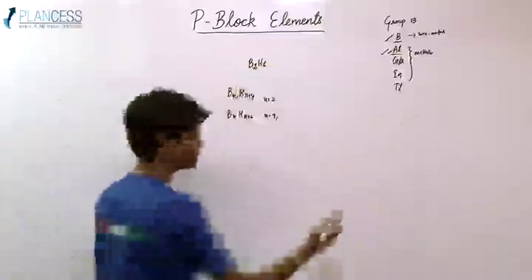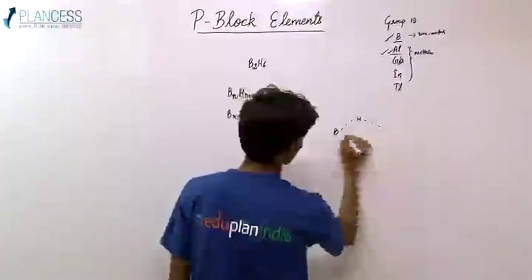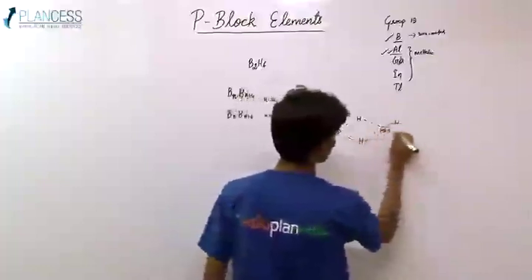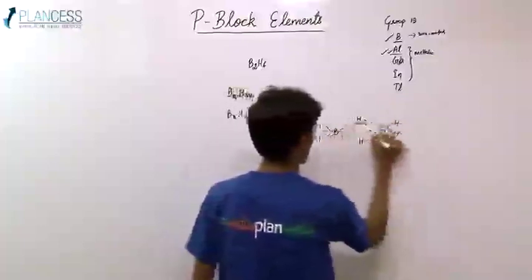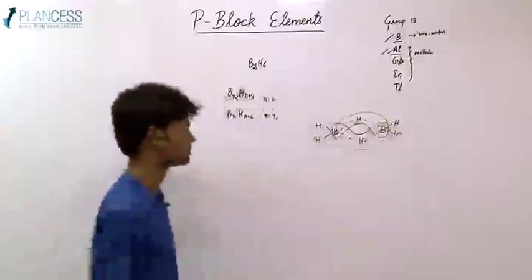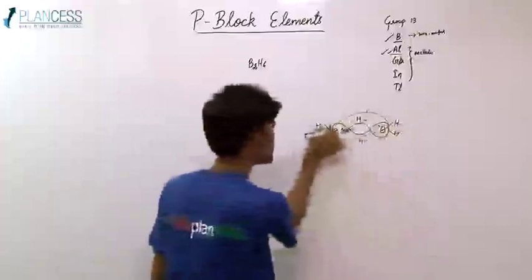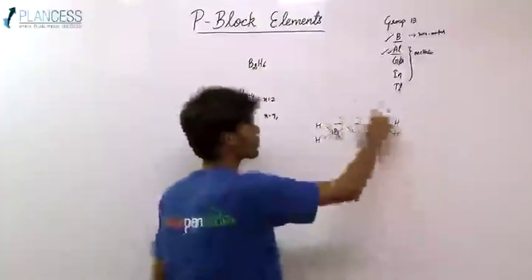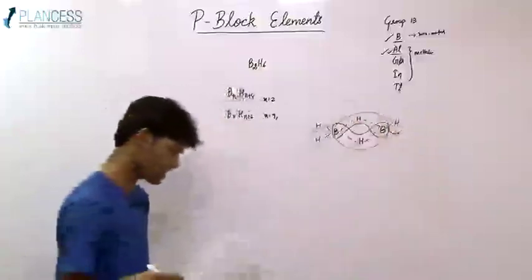I talked to you about the B2H6. B2H6 structure would be something like this. It has a 3 center 2 electron bond. So the 3 center 2 electron bond, its bond length is greater than this B-H because only 2 electrons are there. They are oscillating between this boron and this boron. So these are very important properties of diborane.